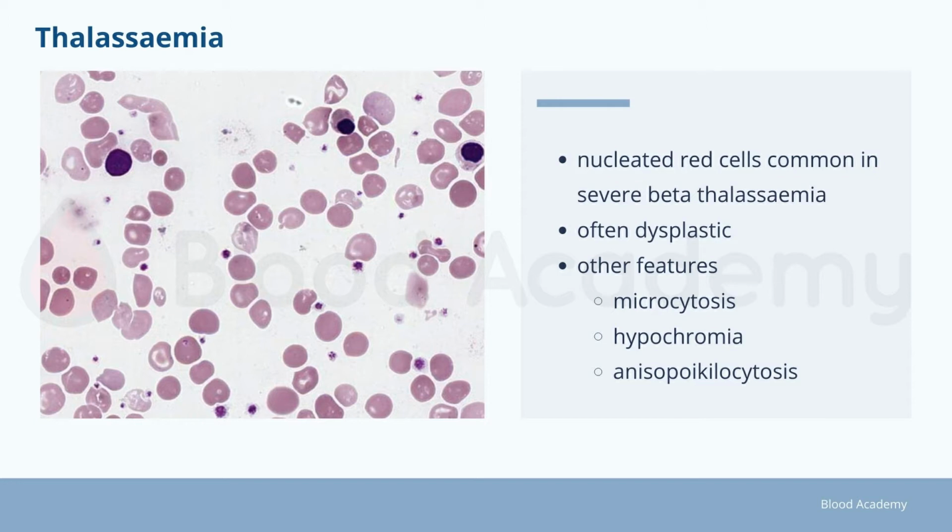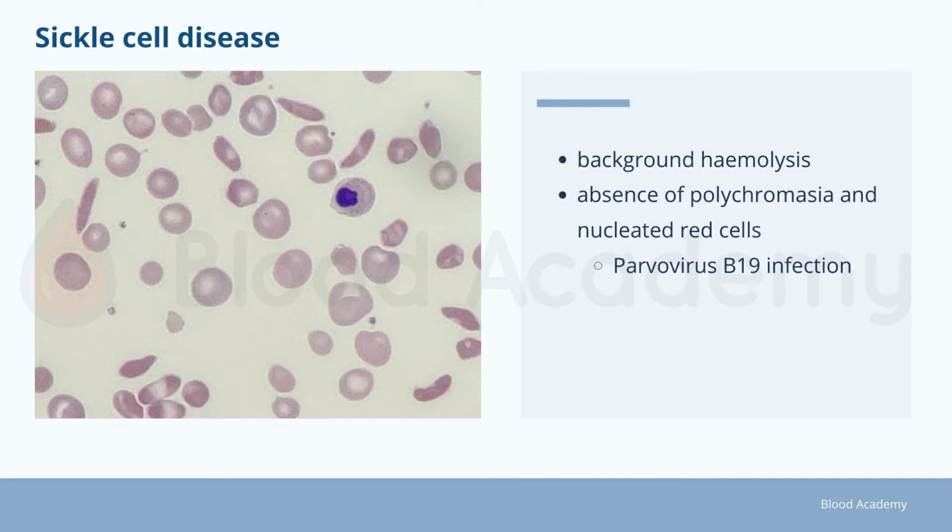In uncomplicated alpha and beta thalassemia trait, nucleated red cells are rarely seen. In sickle cell disease, the presence of nucleated red cells reflects the background hemolysis caused by defective erythropoiesis. The absence of polychromasia or reticulocytopenia and nucleated red cells indicates red cell aplasia. This is often caused by infection with parvovirus B19.